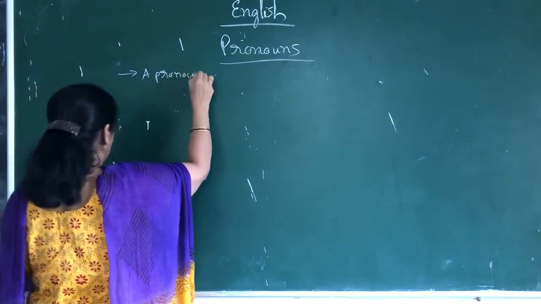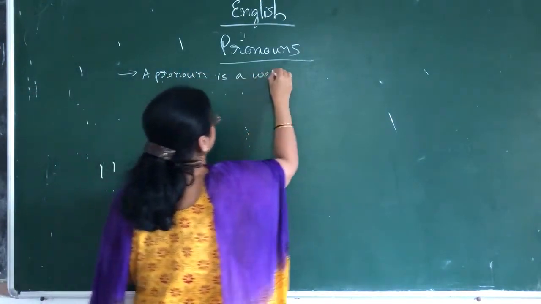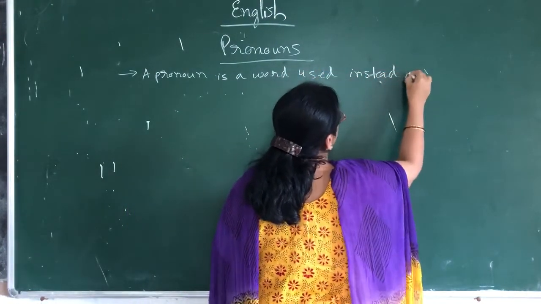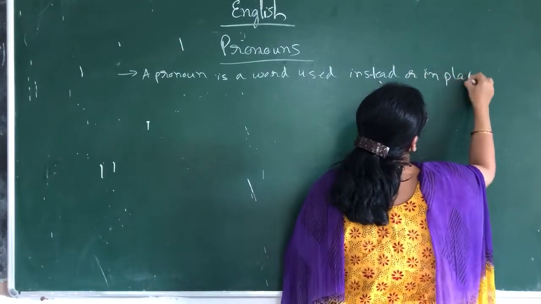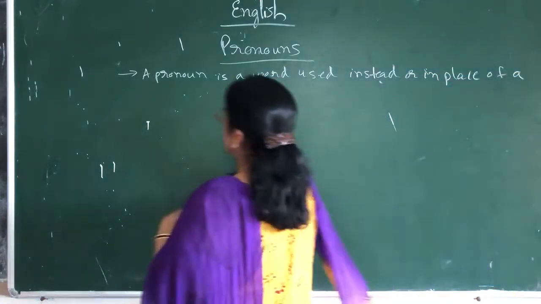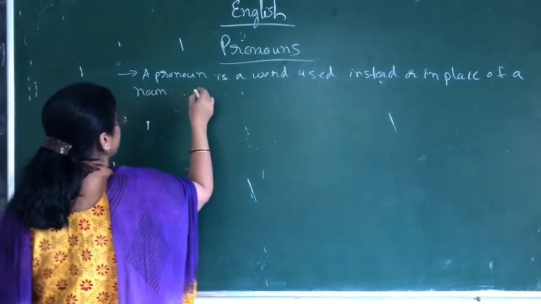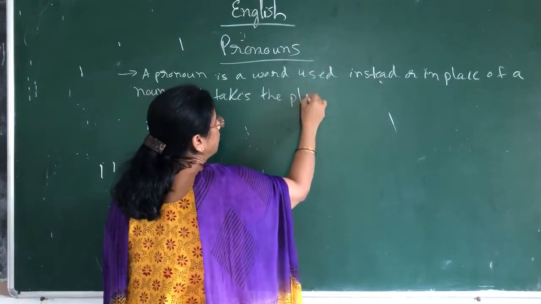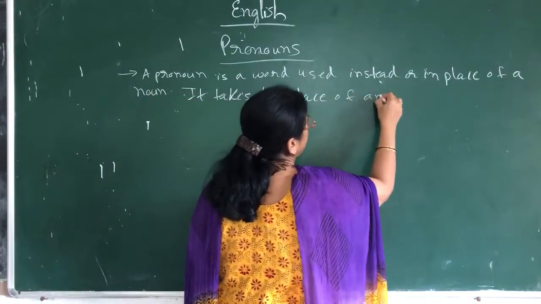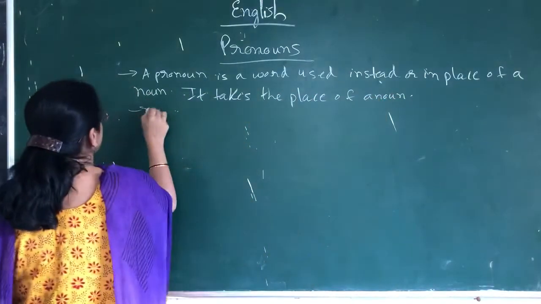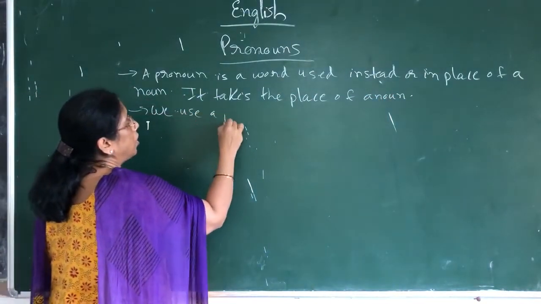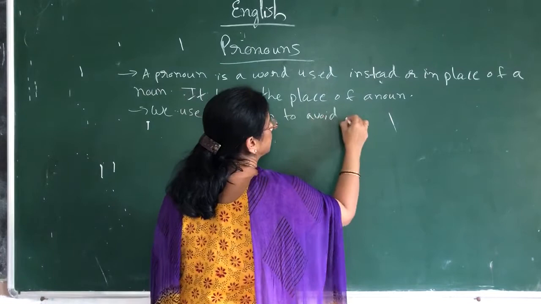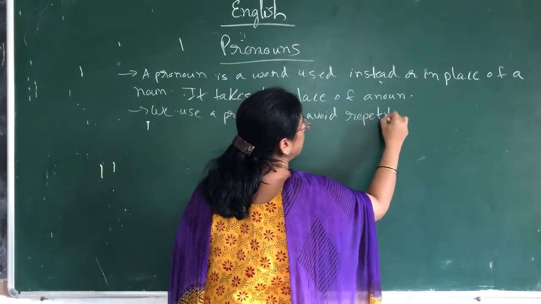A pronoun is a word used instead of, or in place of, a noun. The noun may be a thing or a person, as I told you. That means it takes the place of a noun. And what did I say? We use a pronoun to avoid repetition of a noun.